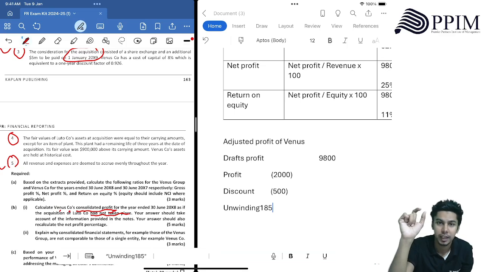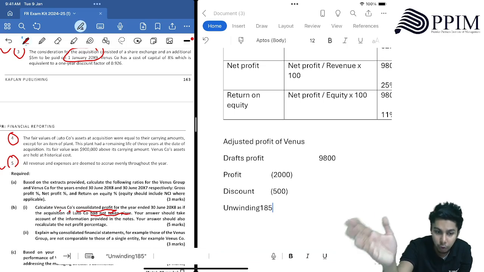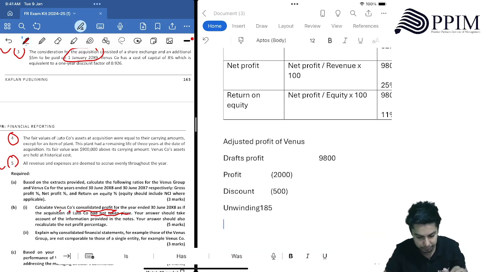Now 150 is what, guys? Depreciation. Now if Luto is not there, will we be having this depreciation? No. So the profit then, guys, should go up or go down? It has to go up. Profit has to go up, right? So guys, mark that one. Depreciation, what's the answer? Positive 150. You have to add back 150.